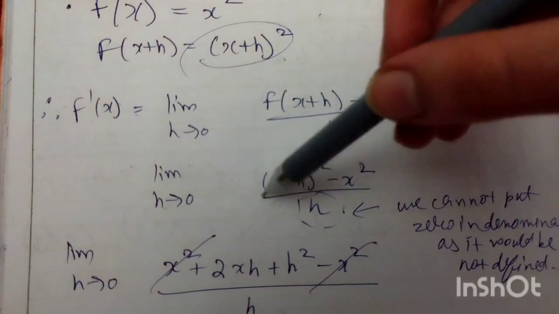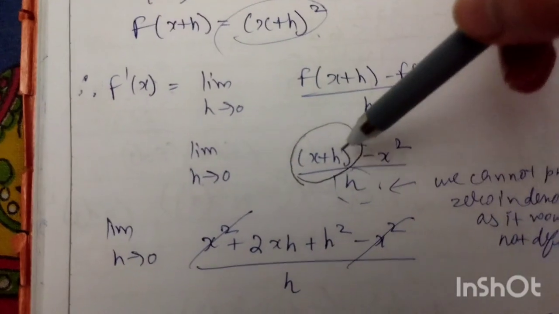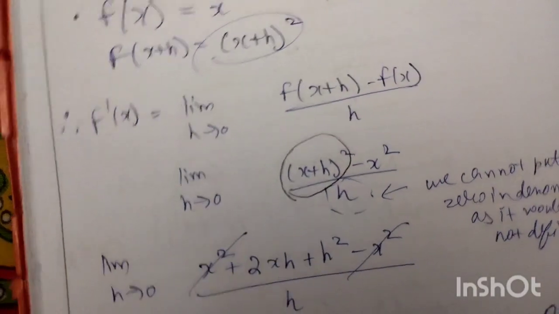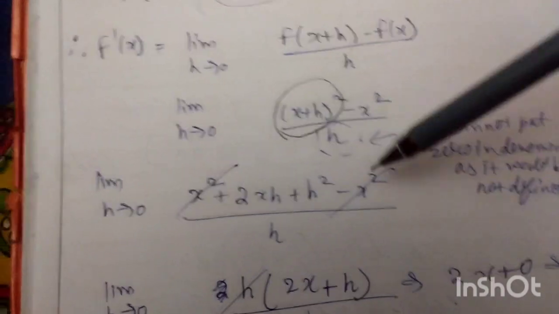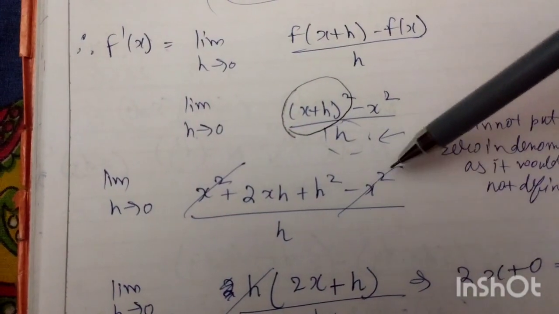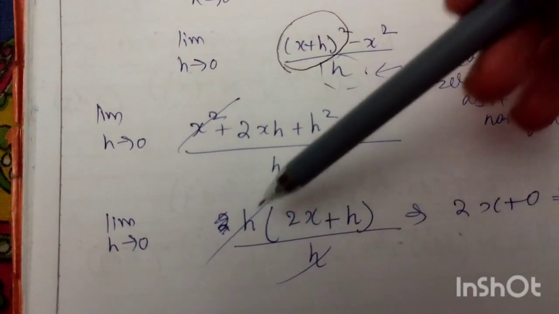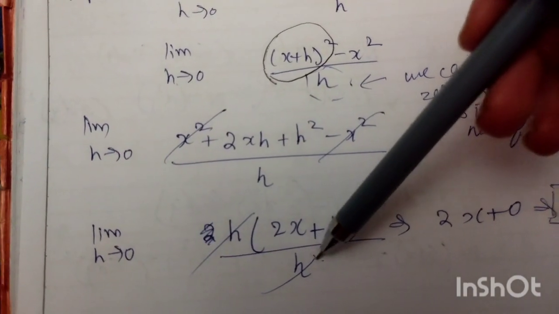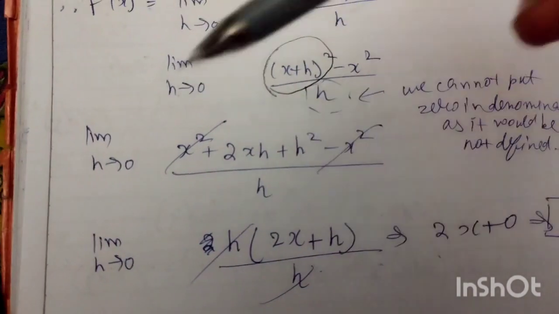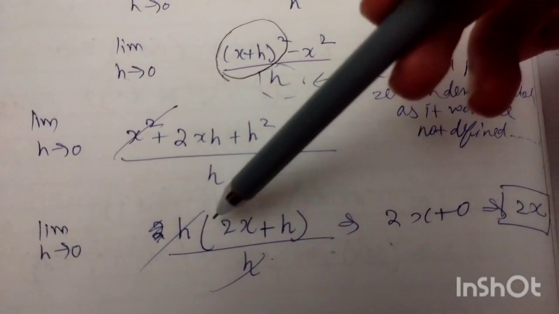So how would we solve? We would be solving by splitting this x plus h whole square, and you already know how to split. x square plus 2xh plus h square minus x square. So x square minus x square would be cut. Now we will be taking h common, and h will be cut from here. Now what is the value left?